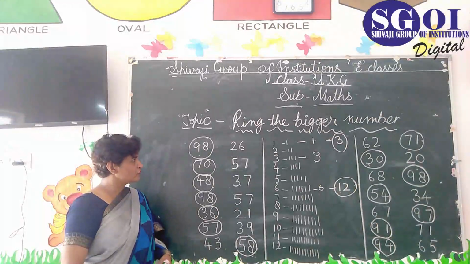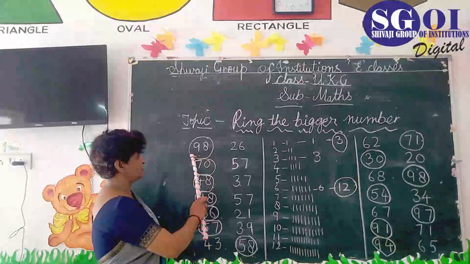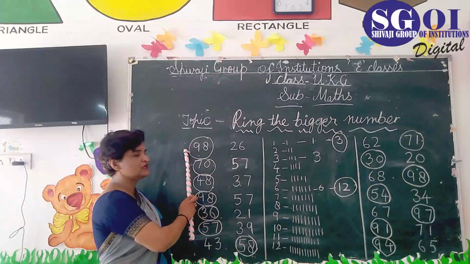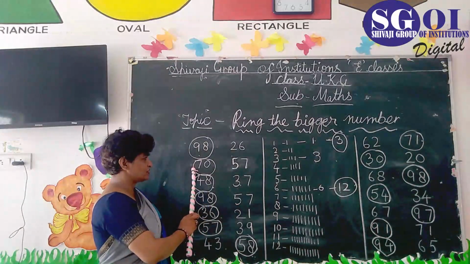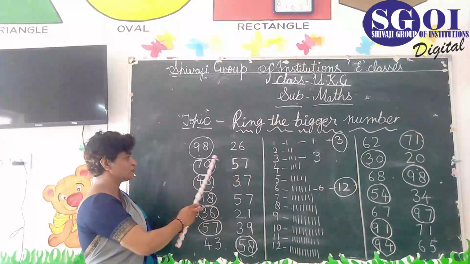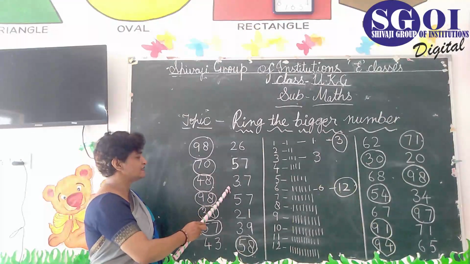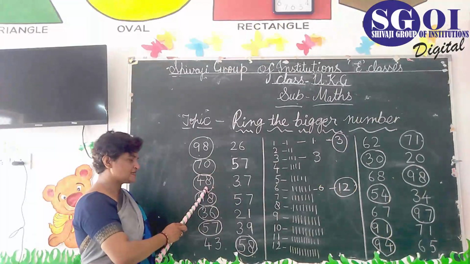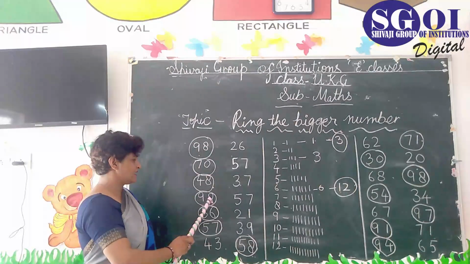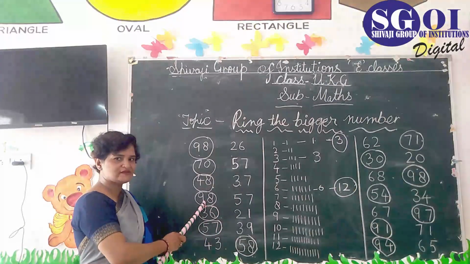So what you have to do now? You learn with me, you read with me, okay? 98, 26. So 98 is bigger, so we will circle number 98. 70, 57. 70 is bigger than 57, so we will circle number 70. 48, 37. 48 is bigger than 37, so we will circle this. 98, 57. 98 is bigger now, that's why we circle it.